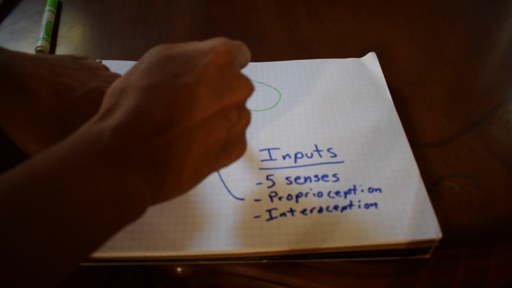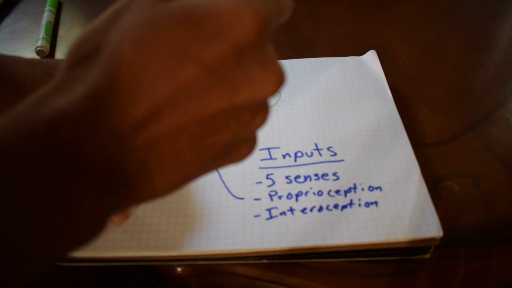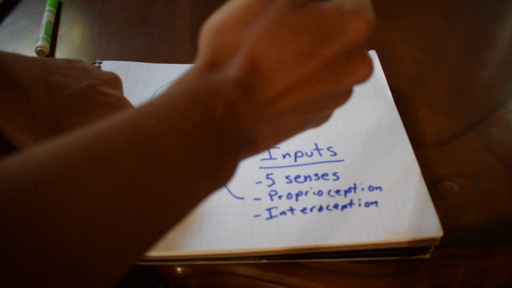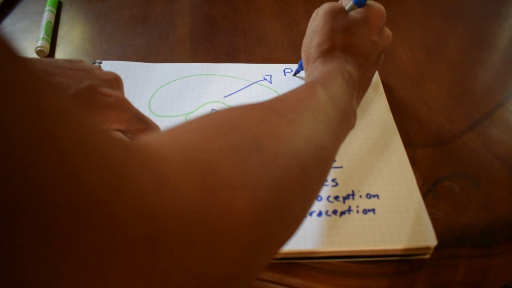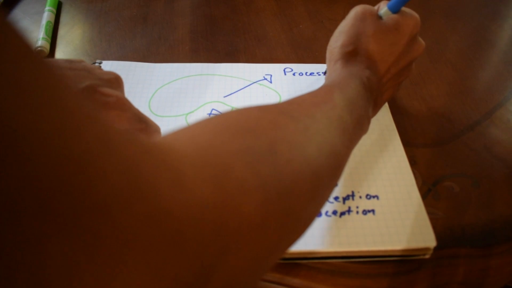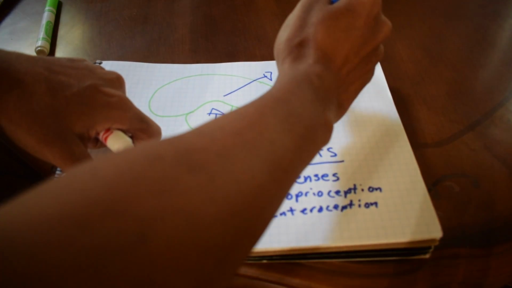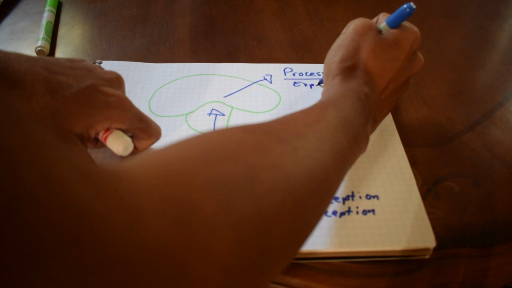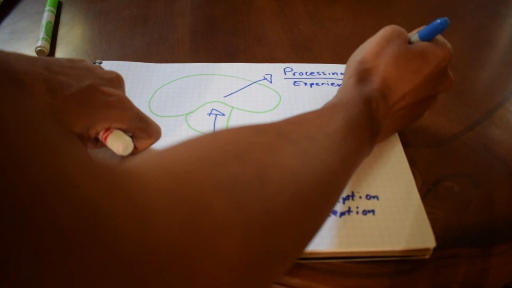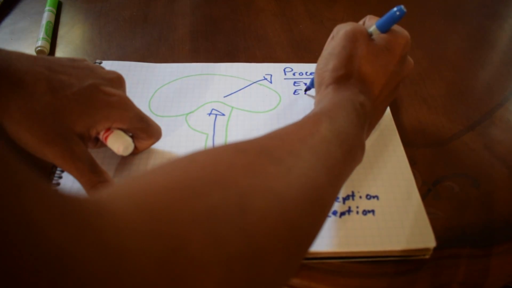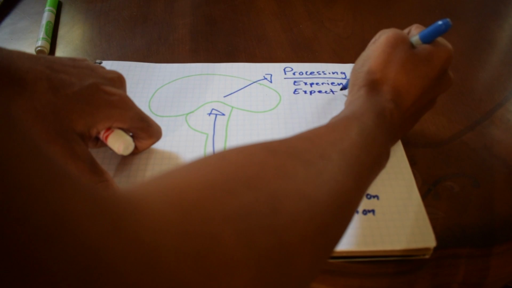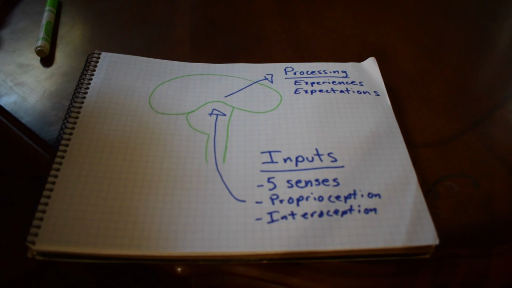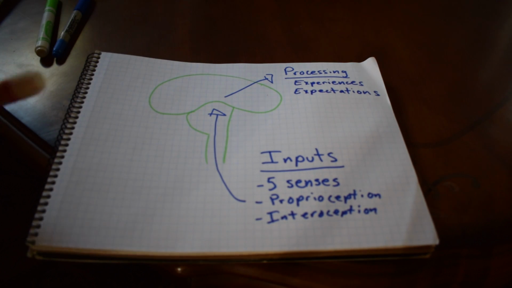So then what happens is these inputs go up into the brain, and then the brain has to process them. And the way it processes it, if you remember back to the past picture, it's through past experiences, right? It's through past expectations. So essentially everyone has a certain lens through which they process these inputs. That's why people will have different reactions to different events, because it all gets filtered through their own specific lens.